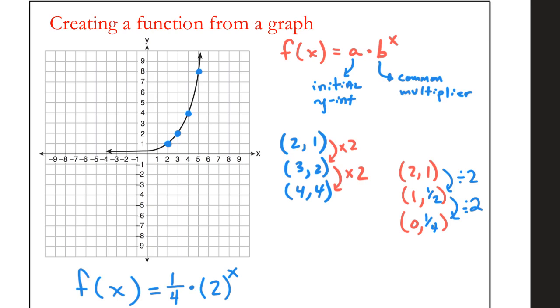So in short, whenever you're given a completed graph, pick out the nice points. It's not a problem if you can't see the y-intercept. What you're going to do is use the points that you did find, or that you can clearly see on the graph. Use those to find your common multiplier, and then either work backwards, or in some cases work forwards, to find the y-intercept and what it exactly is, and then put those 2 points together, a and b, to your exponential equation.